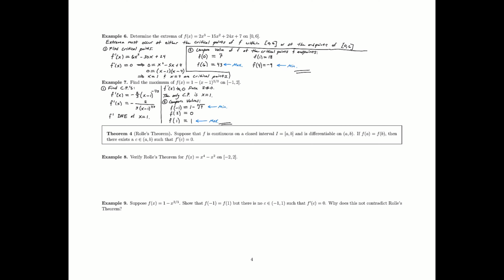So Rolle's theorem basically says that if you have a continuous function defined on a closed interval, and you know it's differentiable on the open interval, and the value of the function at the endpoints are equal, then you know there's a place between a and b, strictly greater than a, strictly less than b, where the derivative at that location c is 0.